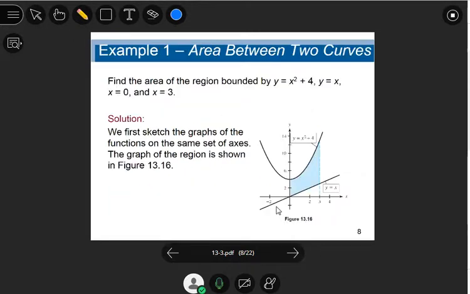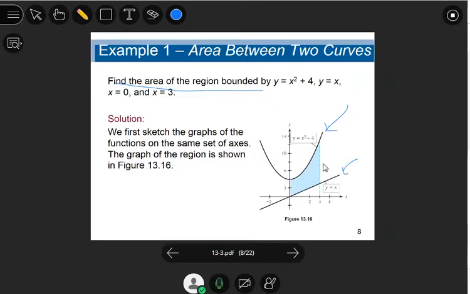Now let's move to this problem. The problem is to find the area of the region bounded by y is equal to x to the power 2 plus 4 and y is equal to x. Clearly you can see y is equal to x square plus 4 is a parabola, and y is equal to x is a straight line. This is our upper curve and this is our lower curve.